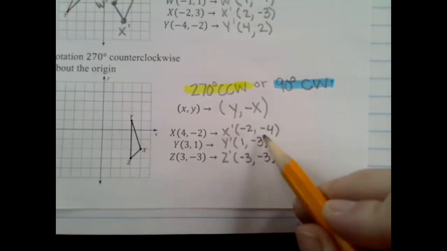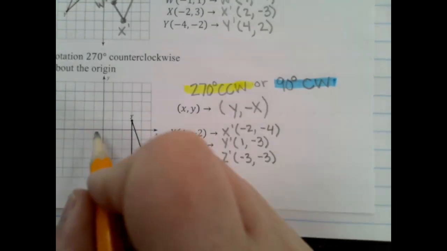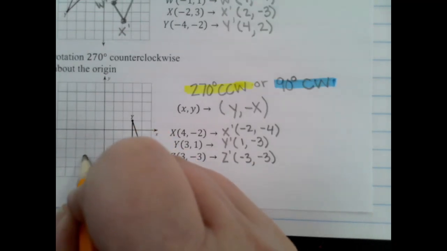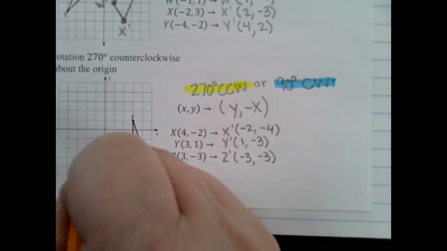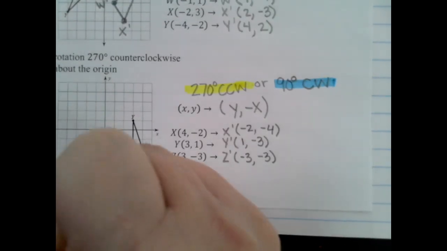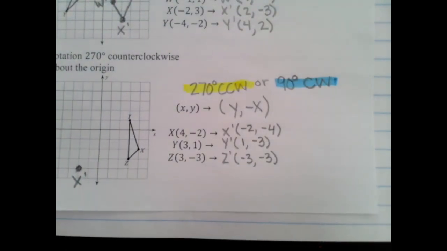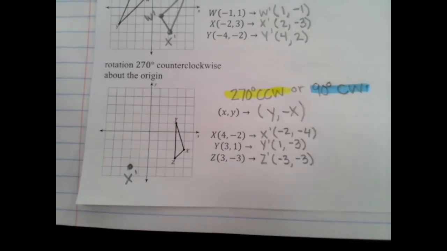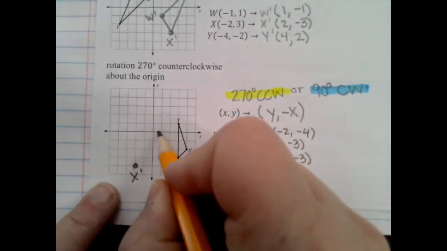All right, so we have -2, -4. So we're going to go left 2. -4 means down 4. One, -3 would be right 1, down 3.